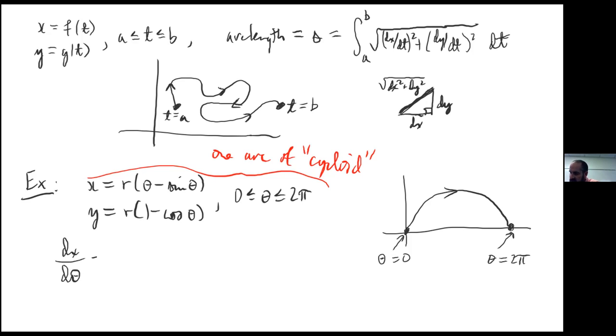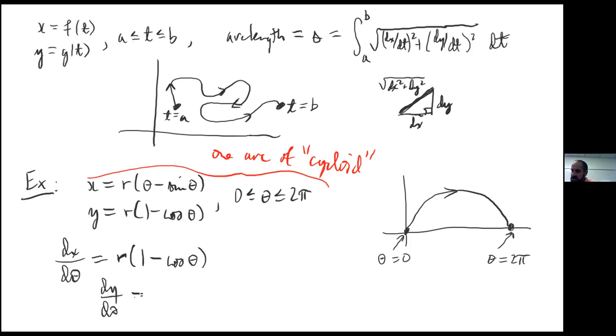dx/dtheta: what was dx/dtheta? r was a constant, so dx/dtheta is going to be that constant coming along for the ride, r. And then what's inside the parentheses? What's the derivative of theta? 1. Minus, and what's the derivative of sine theta? Yeah, cosine of theta. And then what is dy/dtheta?